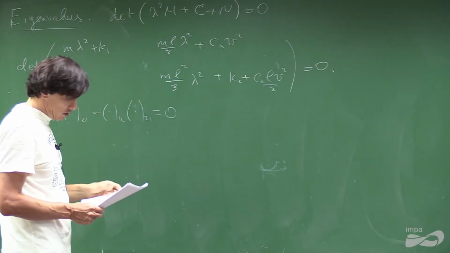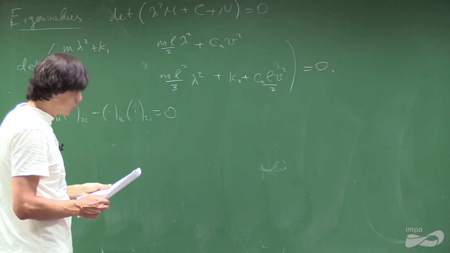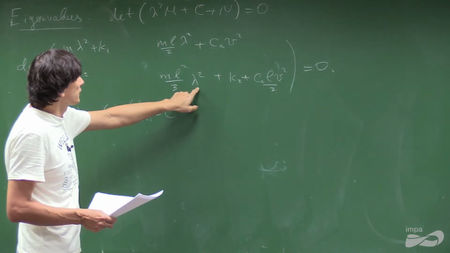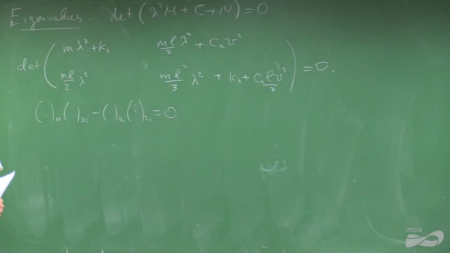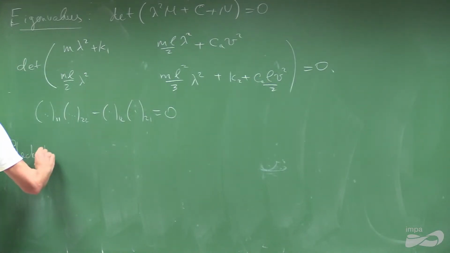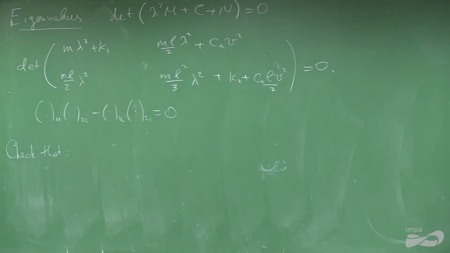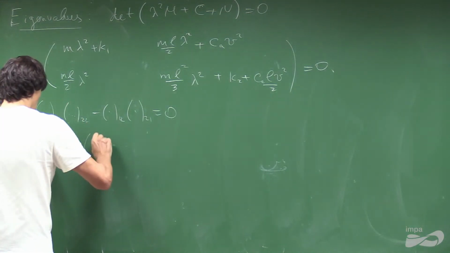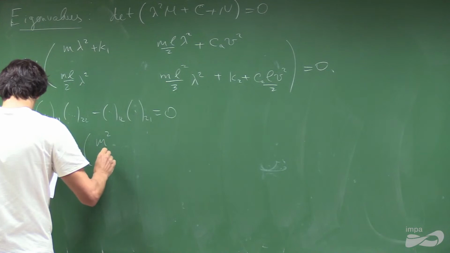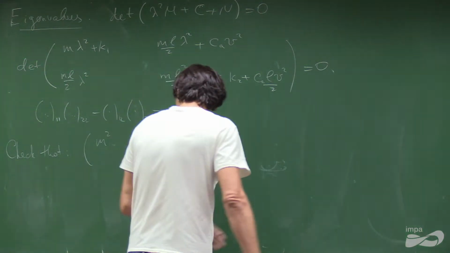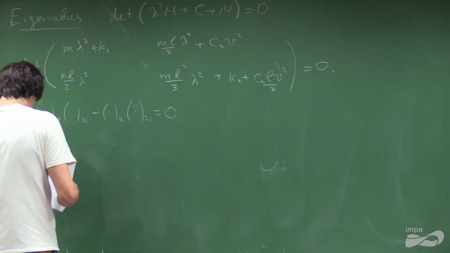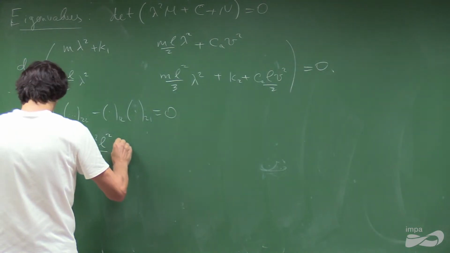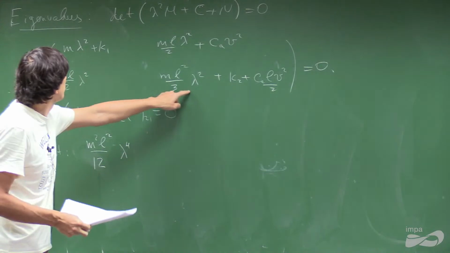You make a product, and I will save time a little bit. Anyway, what you see is that there will be a product of these terms minus these terms, and this will be quadratic in lambda squared. So I will just write the final expression. So check that what you get, there will be a term with lambda 4. So the lambda 4 will come with m squared l squared over 12. So this will be from lambda 4.